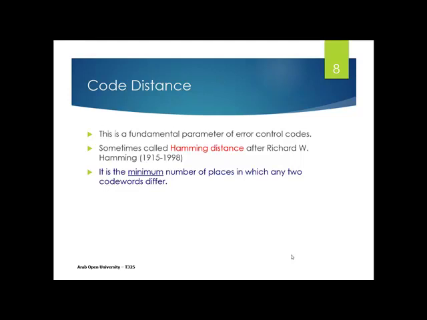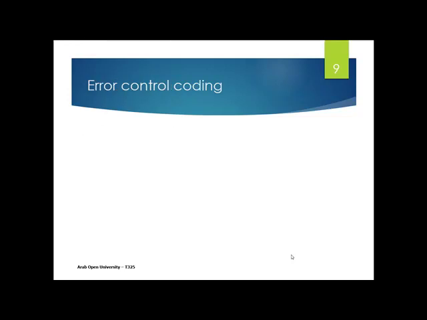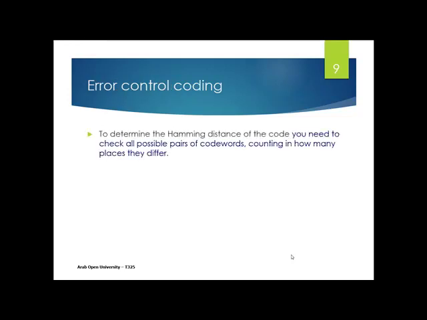So another concept that we're going to see is the code distance. The code distance, which is sometimes called Hamming distance after Richard Hamming, the scientist that defined this value, is by definition the minimum number of places in which any two code words differ. So if I want to see the minimum difference between any two code words, this is defined by the Hamming distance. So how to determine the Hamming distance?